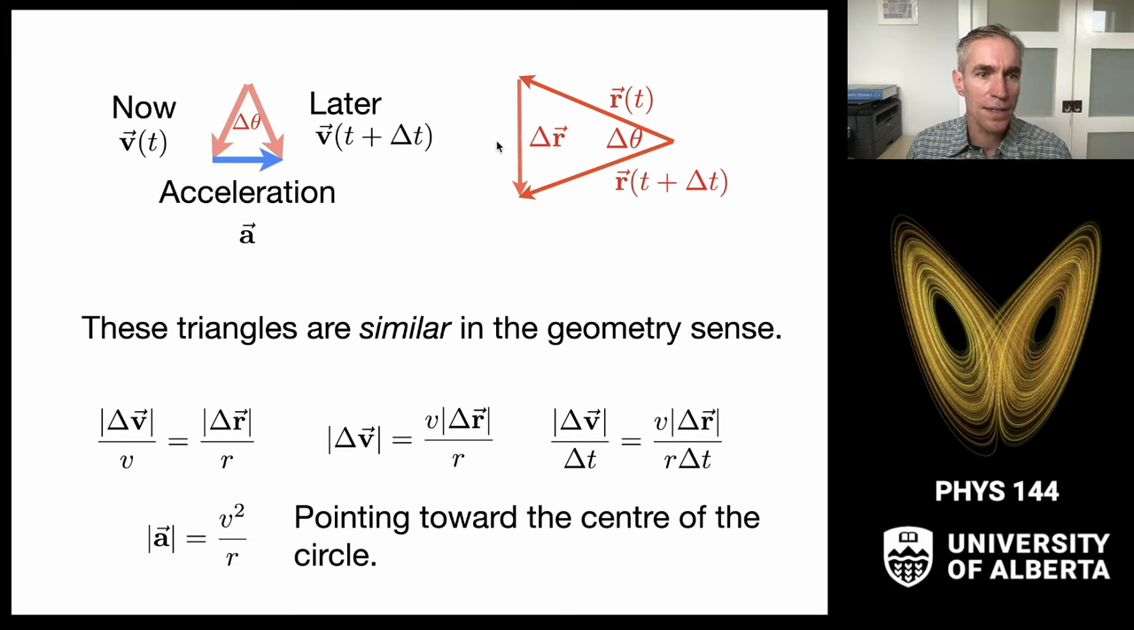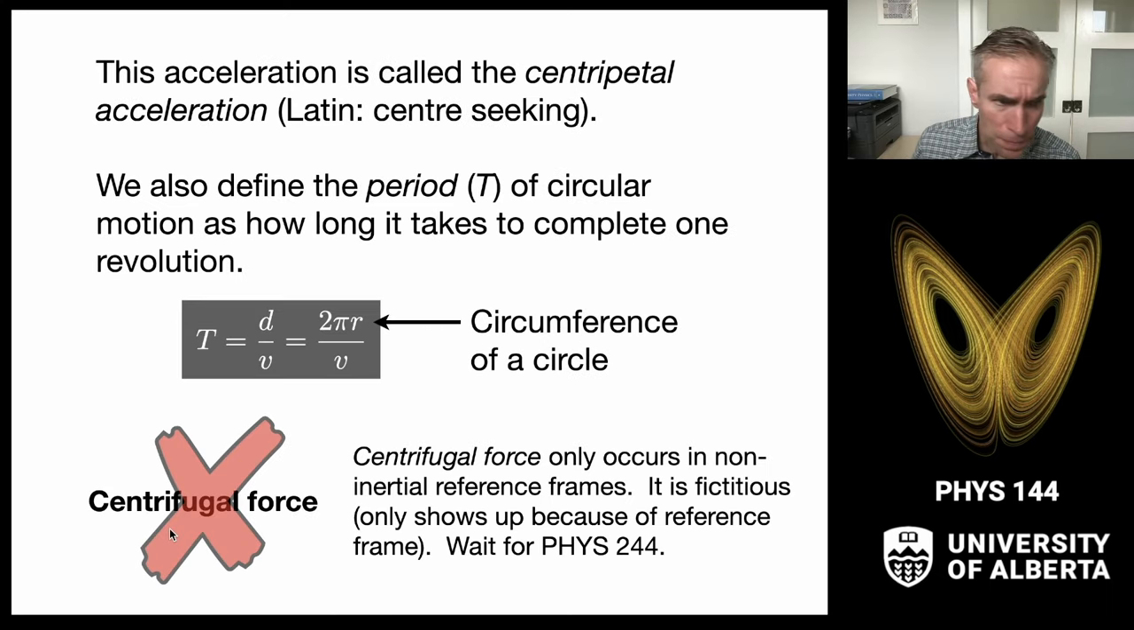Since we have a side-angle-side scaling relationship, the triangles are similar. That allows us to equate these two expressions and find that delta v is the speed over the radius times the displacement. Then if I divide by delta t and take the limit as it goes to zero, delta r over delta t becomes v, giving v squared over r, and that's my centripetal acceleration. That comes from Latin. It just means center seeking. So it's the acceleration pointing towards the center.